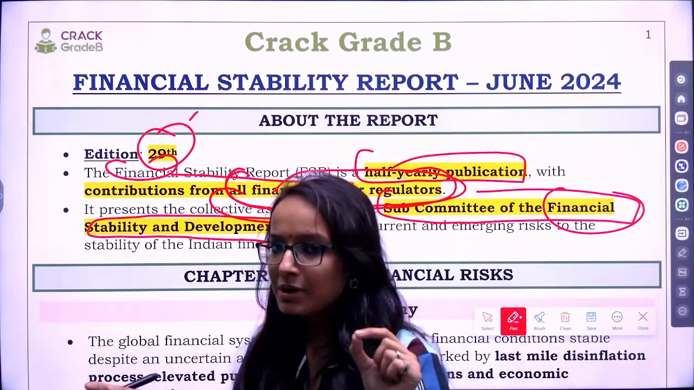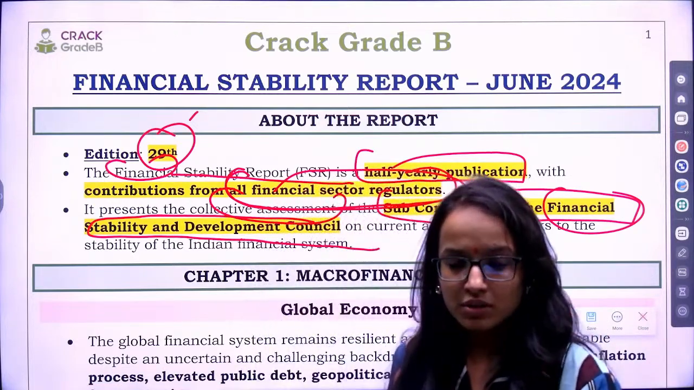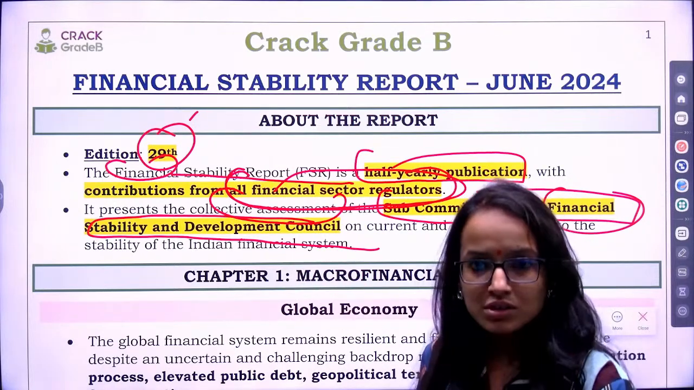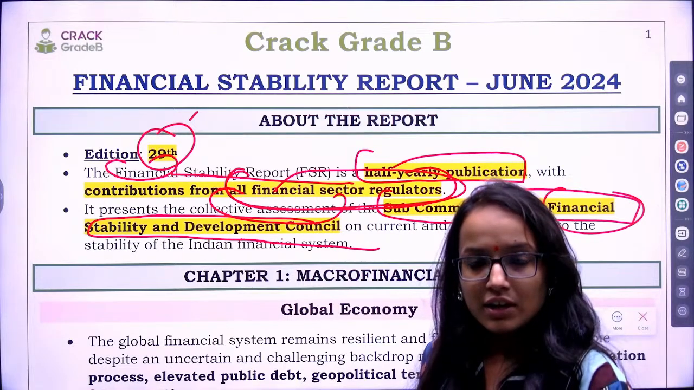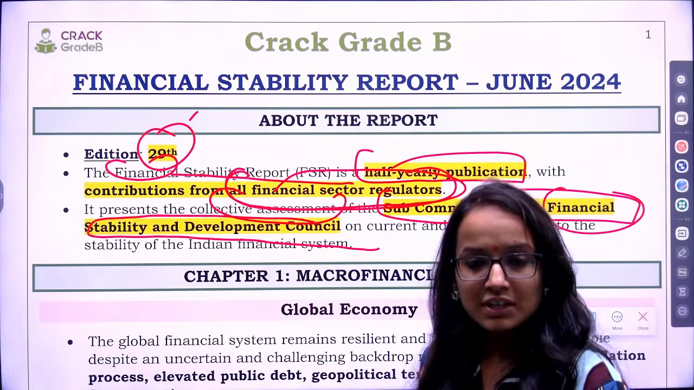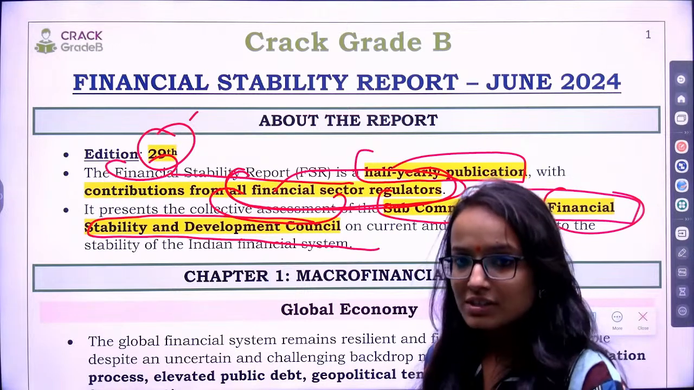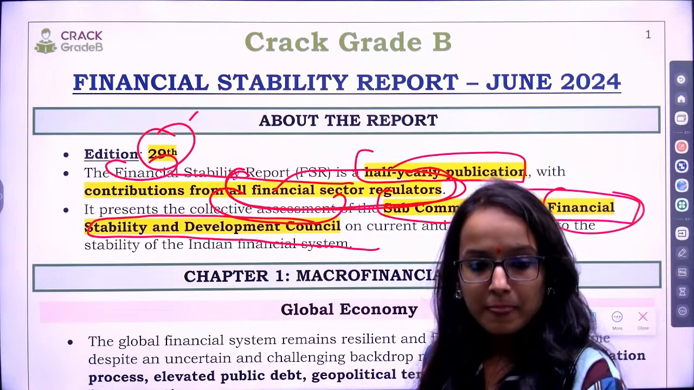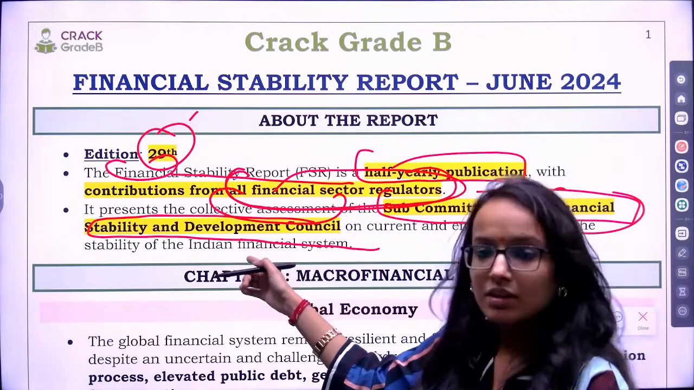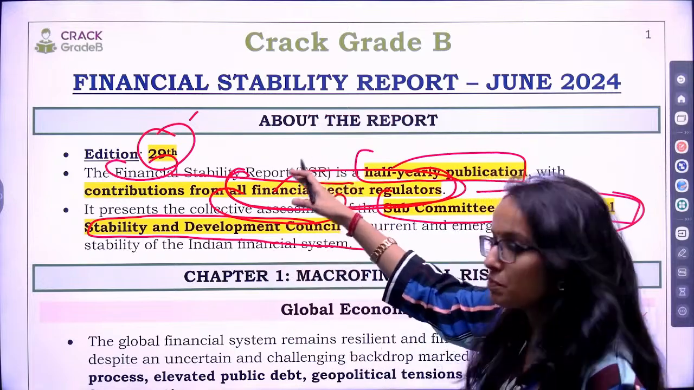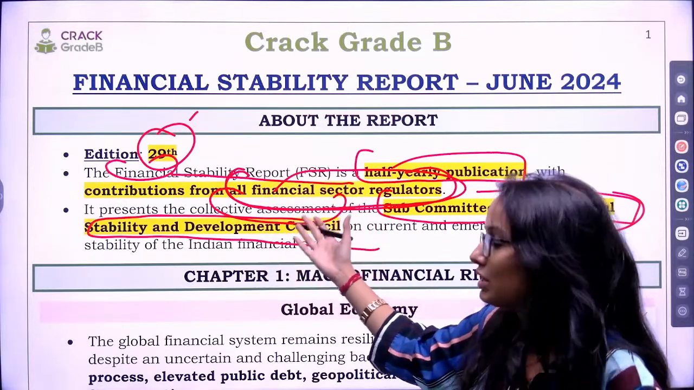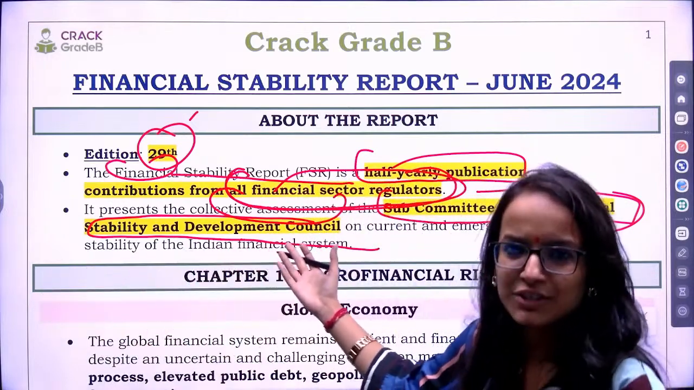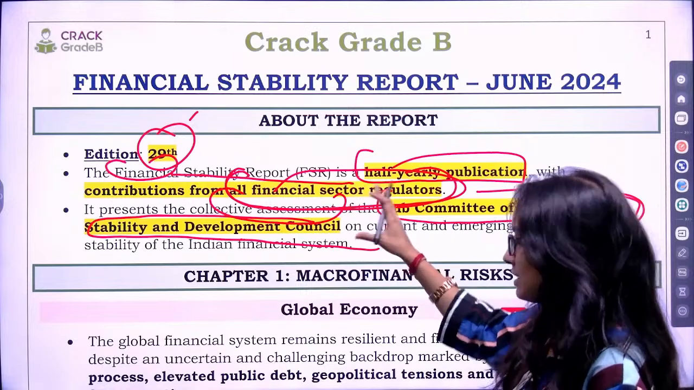Also, one more thing you should keep in mind, that FSDC, the Financial Stability and Development Council, is not a statutory body, neither constitutional, nor statutory, right? It was just created by notification. It has not been created by statute or by law of the parliament, right? Understood, everyone? This was the general introduction about the FSDC, about the subcommittee of the FSDC, and about the report. Okay, so this is clear to all of you.